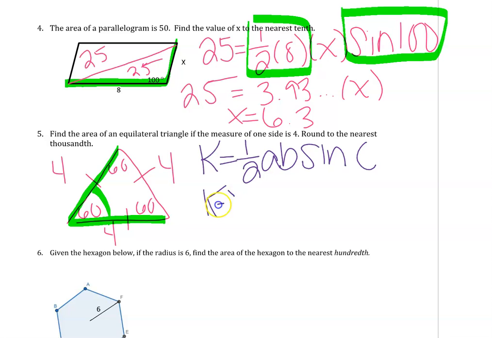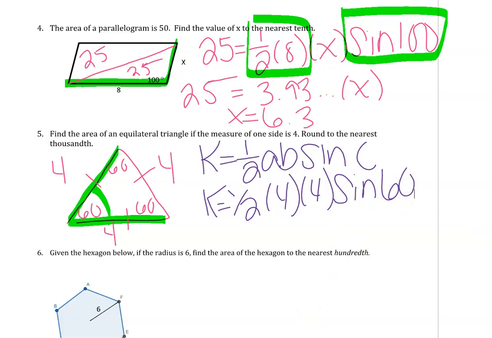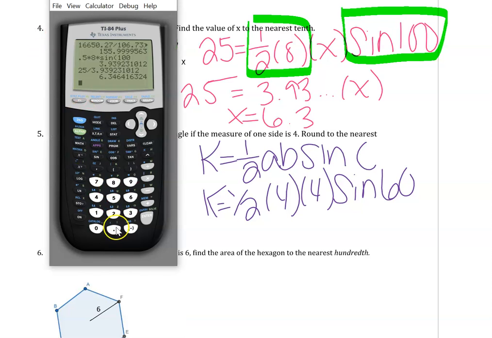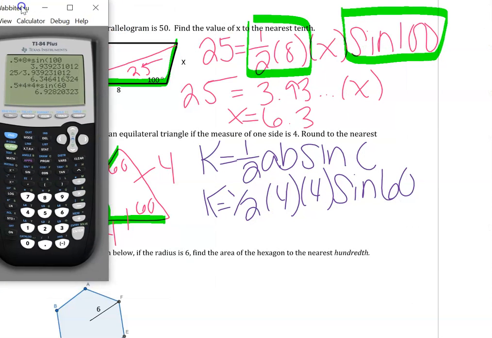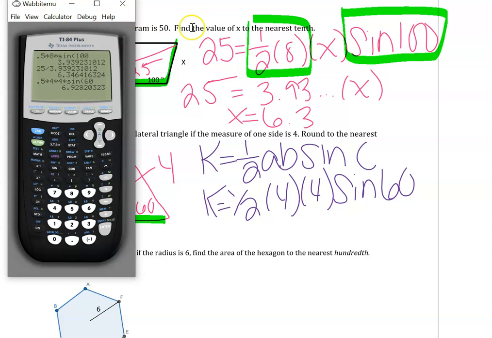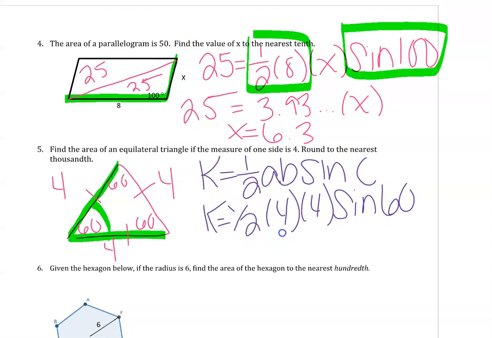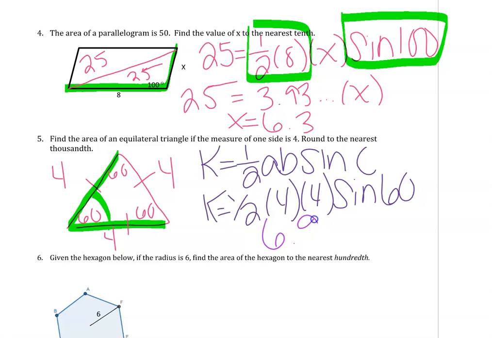So our area is equal to 1/2. One of the sides is 4, the other one is 4 as well, times the sine of 60, and then we just go to our calculator. So to the nearest, what was it? Thousandth, so tenths, hundredths, thousandths, that's 3 decimal places. I'm getting 6.928. And that's your final answer.